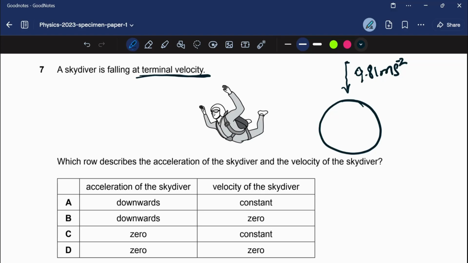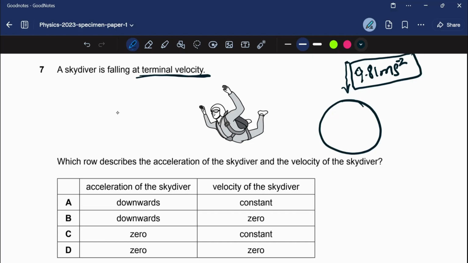But due to the atmosphere of the Earth, the resultant force on the skydiver becomes zero. And we know that when the resultant force on the skydiver becomes zero, the acceleration becomes zero. This acceleration is due to the weight. Every object has weight on the Earth due to the Earth's gravity.